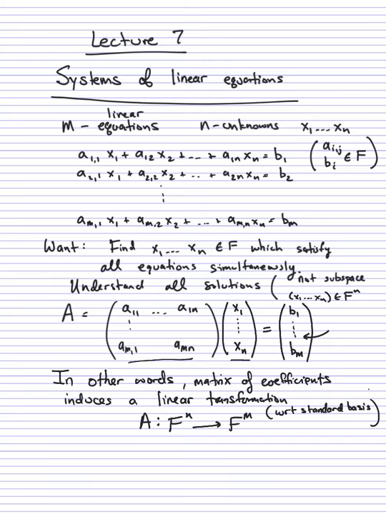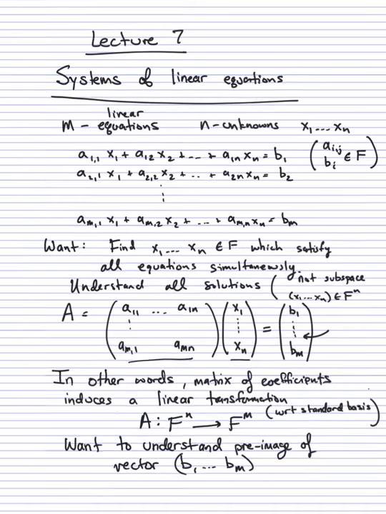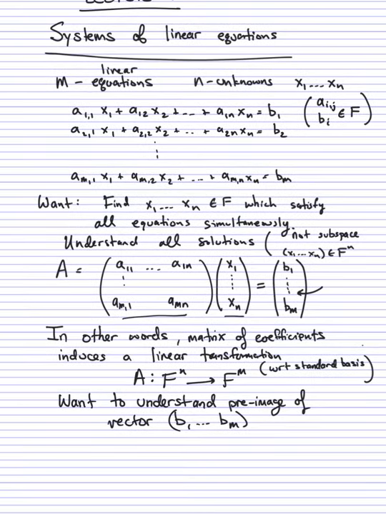What we'd like to do is understand the preimage of the vector b1 up through bm. For this linear transformation, of course, I could take a different basis. This would give me a different system of equations. We'll see that that's going to be an important concept when we want to try to solve these.